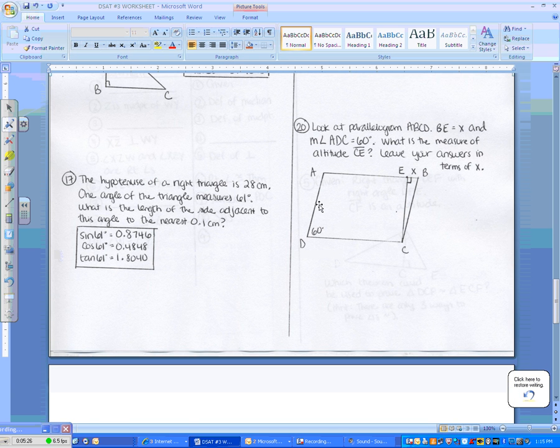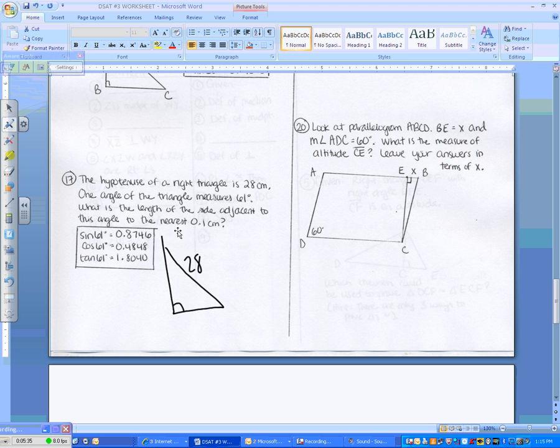Number 17, the hypotenuse of a right triangle is 28. They don't have a picture. That means you get to draw one. Okay, so hypotenuse is 28. One angle of the triangle measures 61 degrees. It doesn't matter. Pick an angle, any angle. I'm going to say that one. What is the length of the side adjacent to the angle? Adjacent means touching, so this one has to be our adjacent.